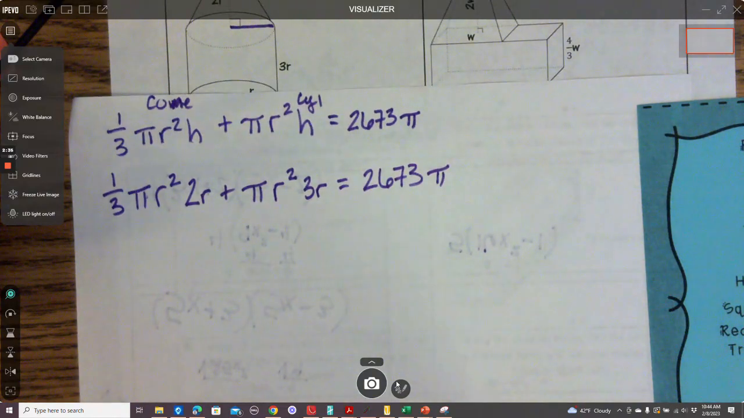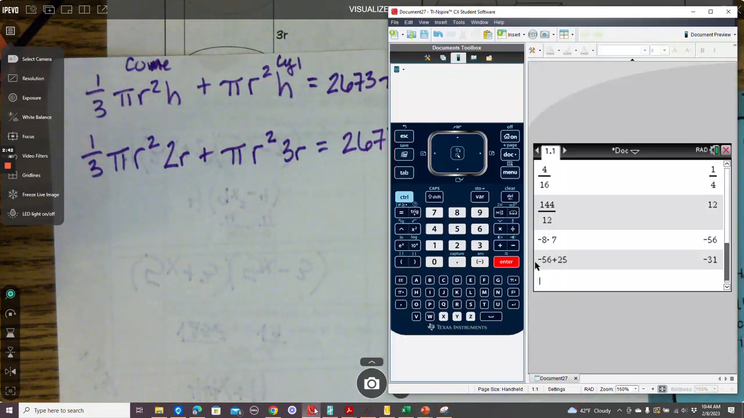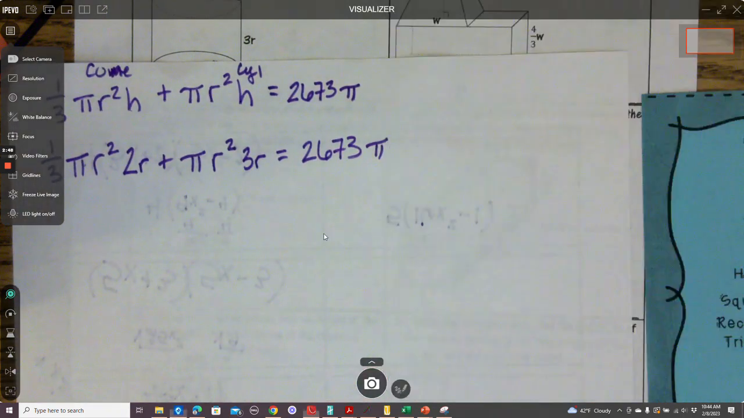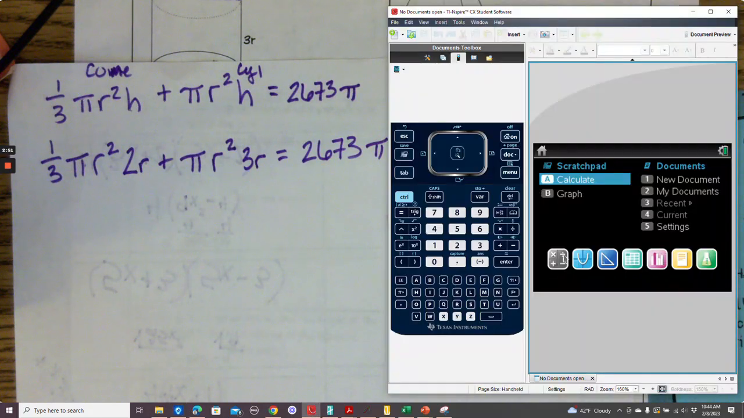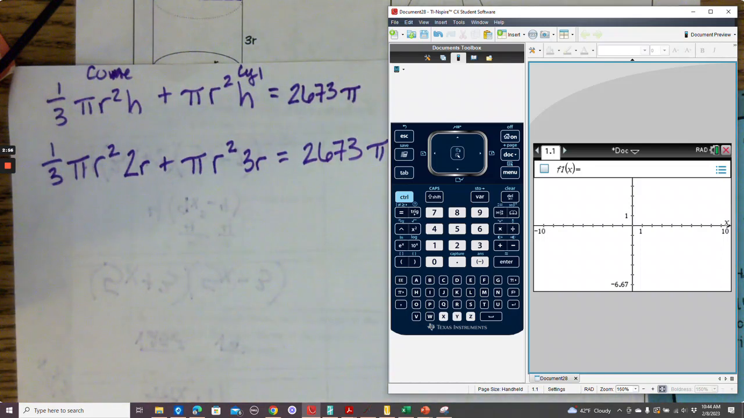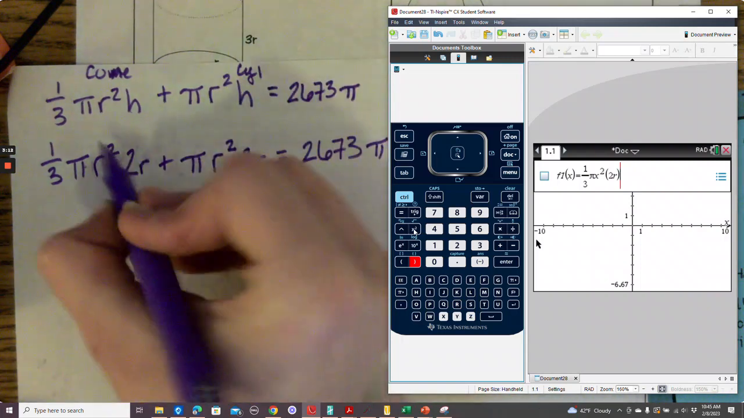Okay. To solve this, the easiest way to solve this is to do it in the graphs. So what you can do in graphs, I'm going to put this into f of 1. Okay? So 1/3 pi is down here. Pi. Instead of r, I'm going to use an x, because remember on the graph side you have to use x. And then I'm going to go ahead and put that 2r, since it's a substitution.